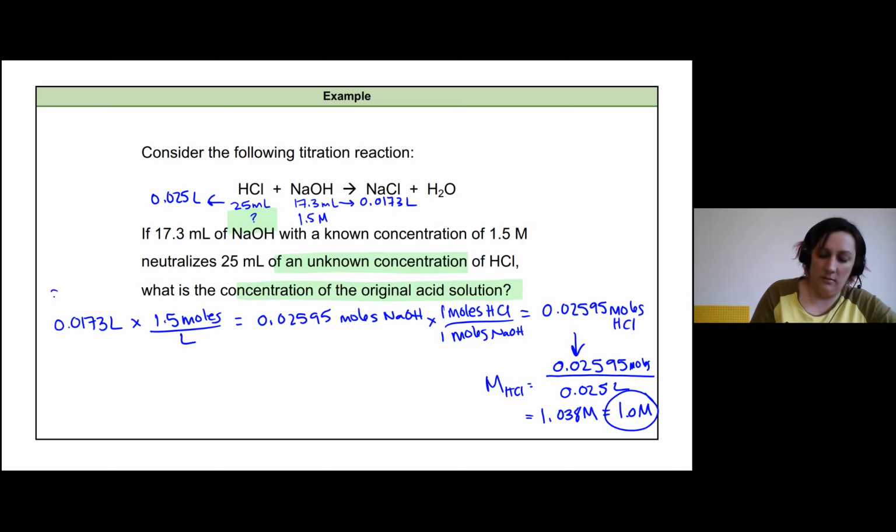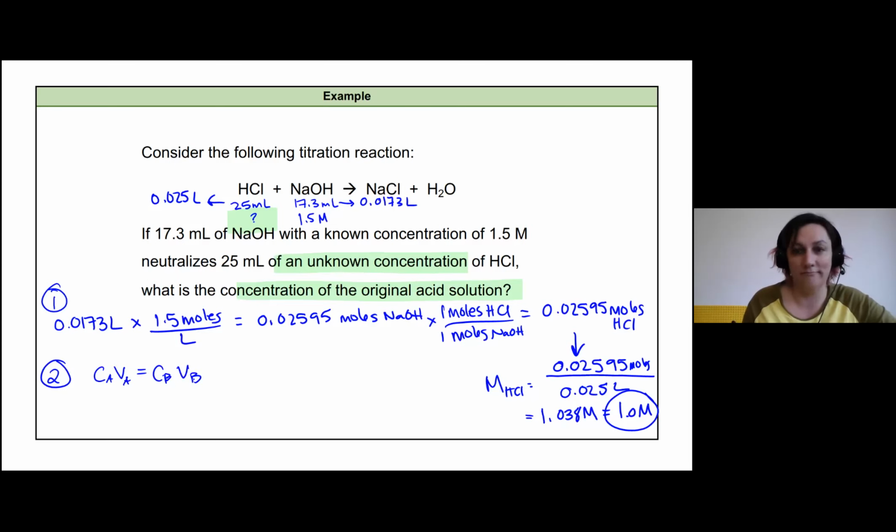So here's one method. Another way to do this is using C1V1 equals C2V2, or concentration of acid times volume of acid equals concentration of base times volume of base. How about that? So we don't know the concentration of the acid, but we know our volume is 25 milliliters. Since I have units of volume on both sides of the equation, I can use any units I want as long as they're the same, whether that's liters or milliliters. So I don't have to do the conversion if I don't want to. I can also do it if I want.